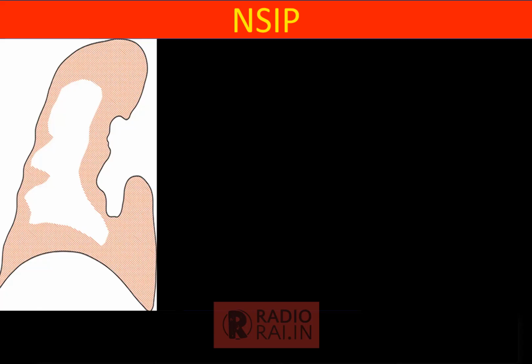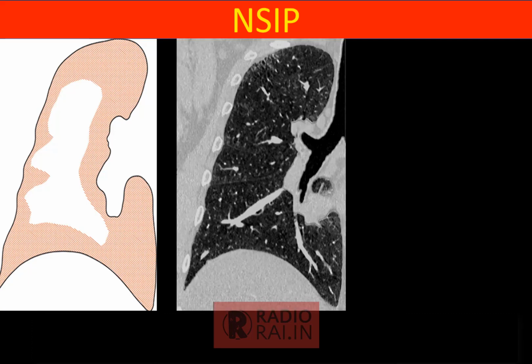Now involvement here, there is no apico-basal gradient, but again this is also having peripheral distribution. Peripheral distribution is seen here also. Sometimes there will be immediate subpleural sparing. Sometimes a very classical feature, immediate subpleural sparing, is considered a classical feature of NSIP. Other than that, there is no apico-basal gradient and there is no honeycombing. That's a very important feature.